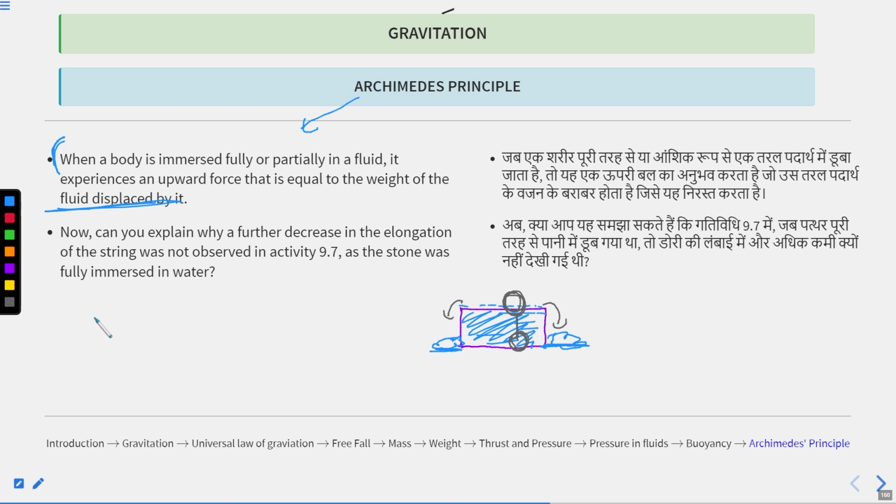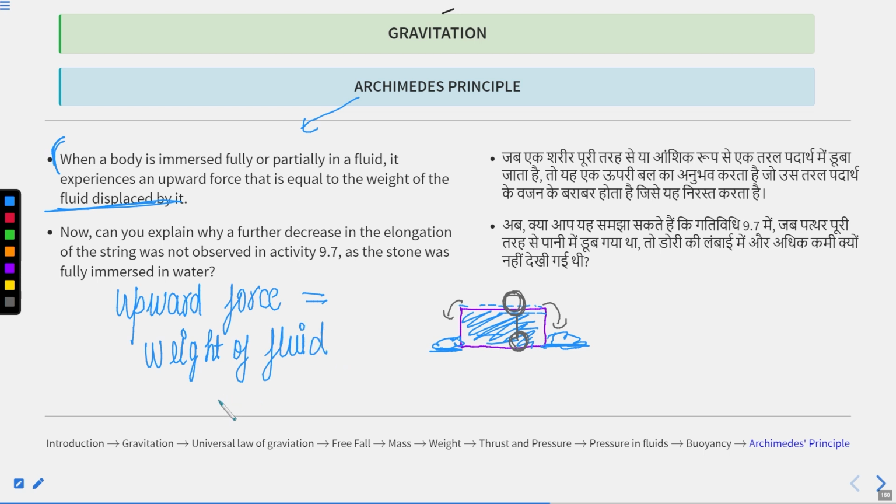So Archimedes' principle says that the upward force is equal to the weight of the fluid displaced by the object.